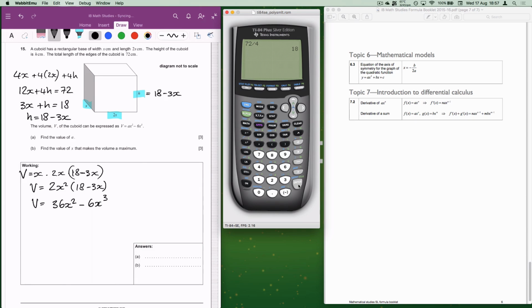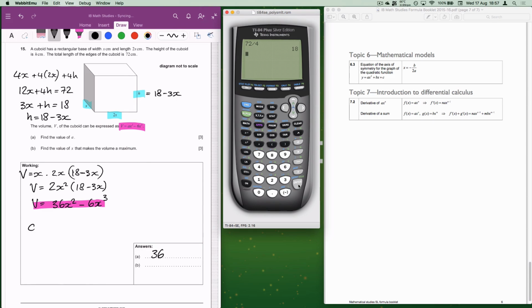And if we look at the volume that we have been given here, this formula and this are almost exactly the same. The only difference is now we've found what A is. And A is equal to 36 because it's the coefficient of the x squared. So when it says find the value of x that makes the volume a maximum, what this is talking about here is differentiation. And that's topic 7, Introduction to Calculus, and we can look at our derivative formula. And that's basically what we're going to do there.